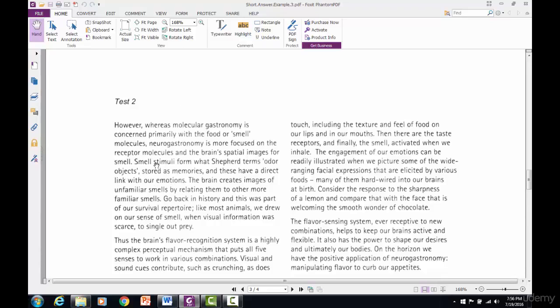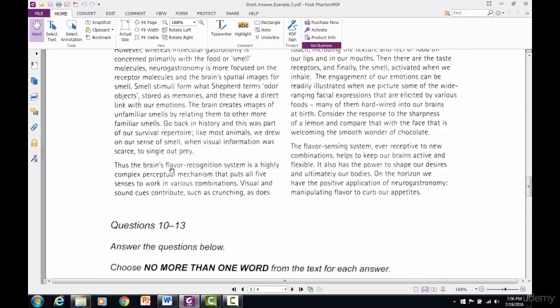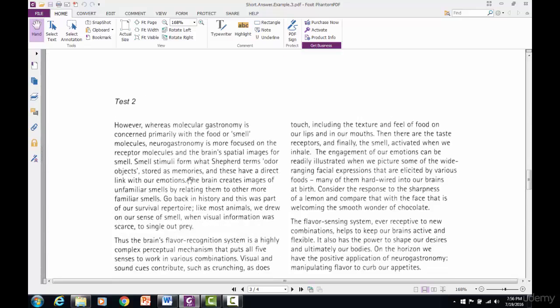All right, so smell stimuli form what Shepard terms odor objects, stored as memories. That's our answer right there, memories. Because it says in what form does the brain store odor objects? They're stored in the form of memories. All right, so the answer to number 10 is memories.